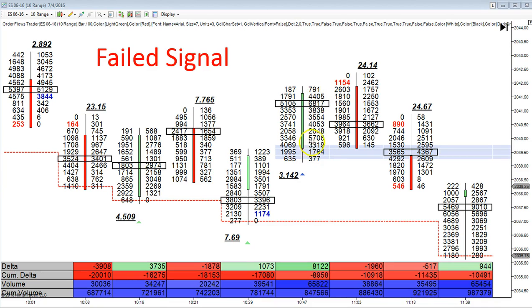So maybe the order ran through. This is quite a bit. The volume is 65,000 in this bar, so it's probably a good 30,000 lots there that were bought. And the order ran through its course, and then the market just fell off. It just fell right through.